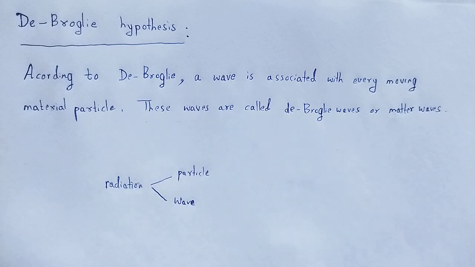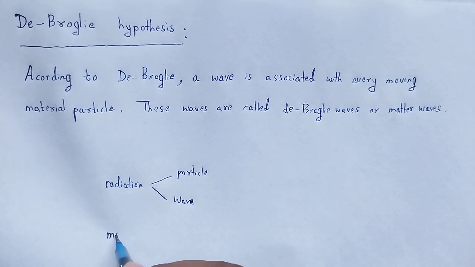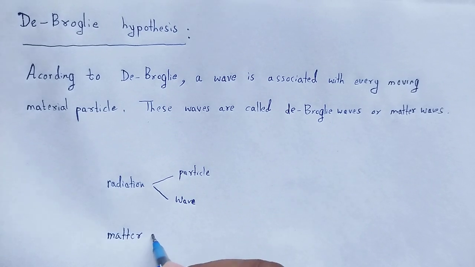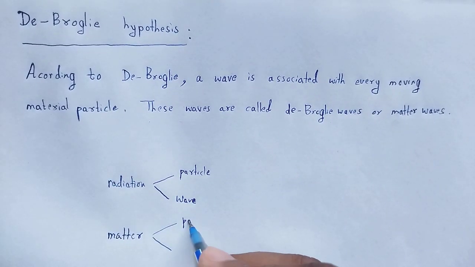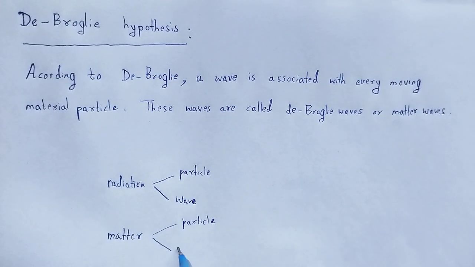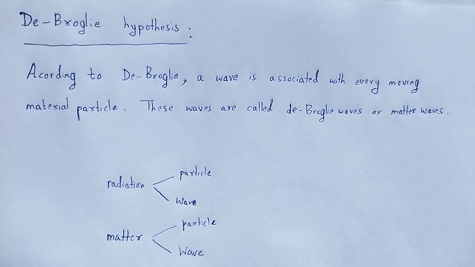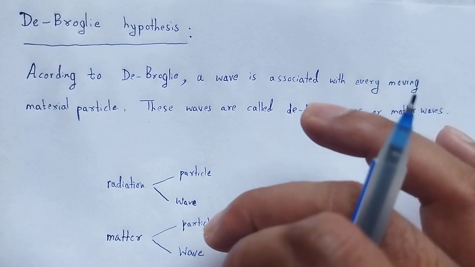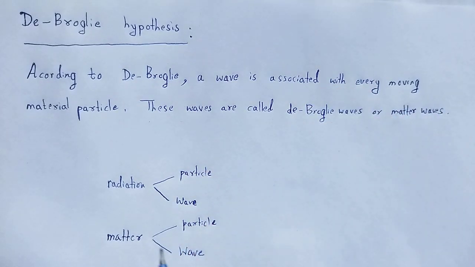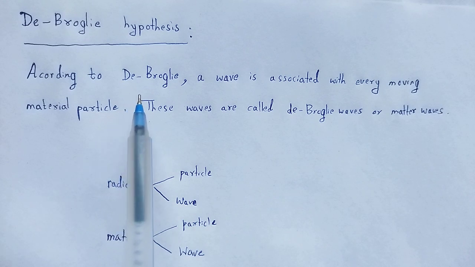According to de-Broglie, nature loves symmetry, and the whole universe is made up of matter and radiation. Since radiation has dual nature, particle as well as wave, matter should also have dual nature. As matter is a particle, it must also show wave character.